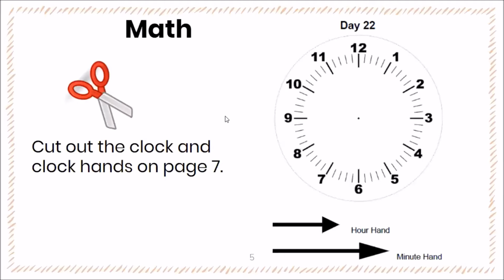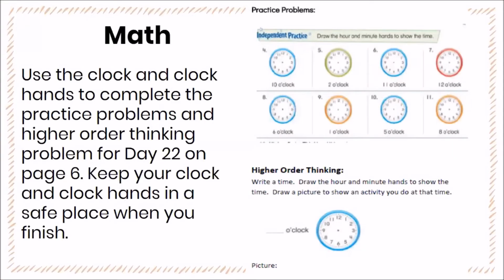Then cut out the clock and the clock hands on page 7. Use the clock and the clock hands to complete the practice problems and higher order thinking problem for day 22 on page 6. Keep your clock and your clock hands in a safe place when you finish. So these are the independent practice problems. You are drawing the hands on each clock.